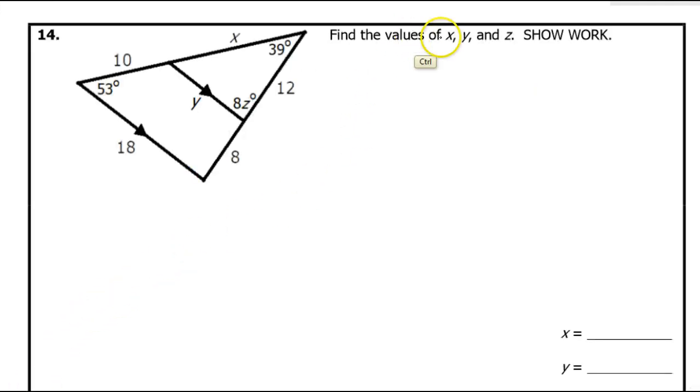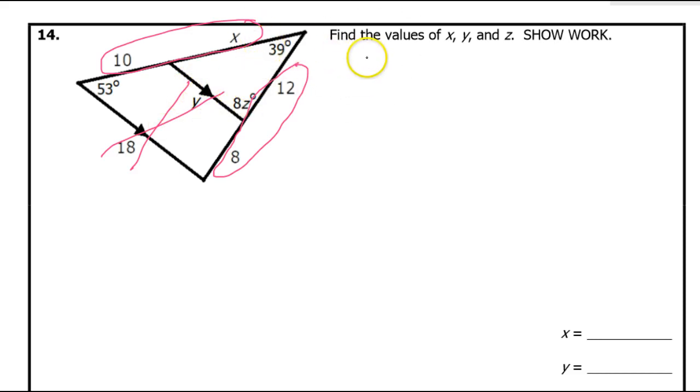All right, we need to find the values of x, y, and z. Now, when I go to find the value of x, if I want to, I can use a shortcut called the side splitter theorem. You can use the side splitter theorem when you're just dealing with values on the side of the large triangle. You cannot use the side splitter theorem to find y. The parallel sides cannot be used in the side splitter theorem. So I'm going to definitely ignore that right now.